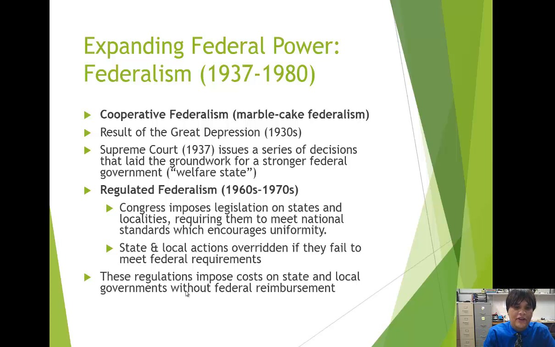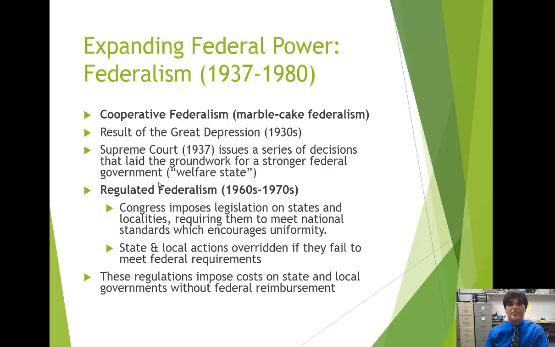Cooperative federalism lasted for quite a long time. And then we got into regulated federalism. Regulated federalism still was cooperative federalism because you had the states and the national government interacting with one another, but they were interacting in a different manner. In the 1960s and 1970s, during regulated federalism, Congress imposed legislation on states and localities requiring them to meet national standards and encourage uniformity. So there were national standards on manufacturing.